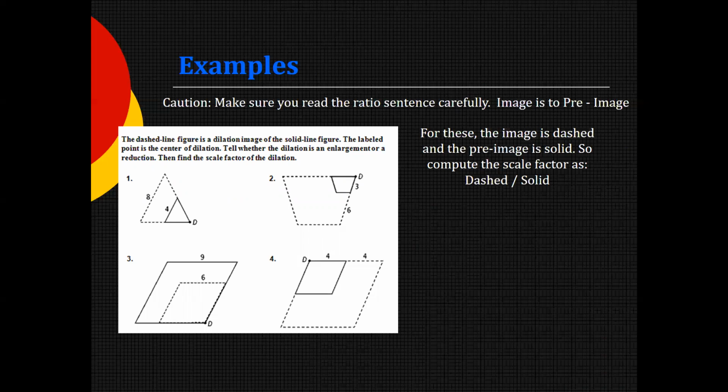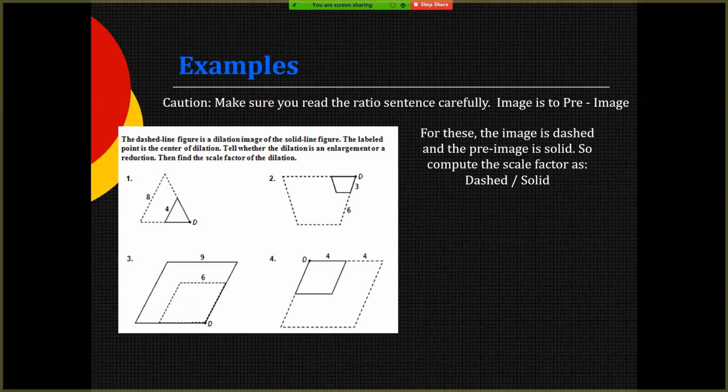So looking at question number 1 here, again, we're going to determine whether this is an enlargement or a reduction. If I look here, the dotted line represents the either enlarged or reduced figure. So looking at question number 1, we have this triangle here, and the dotted image is going to be an enlargement.